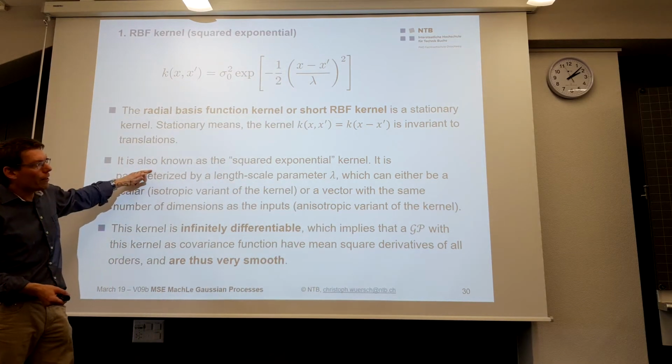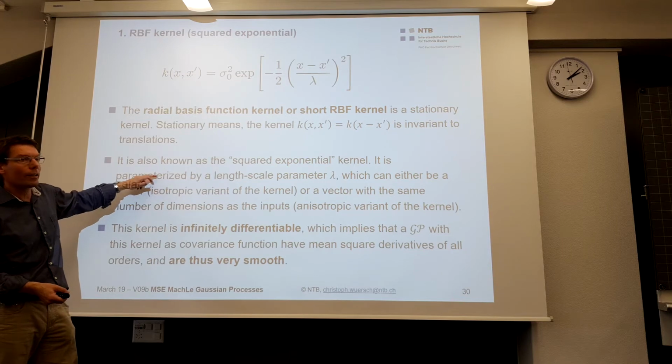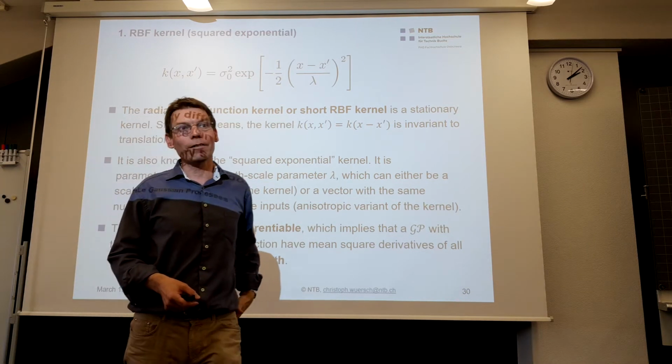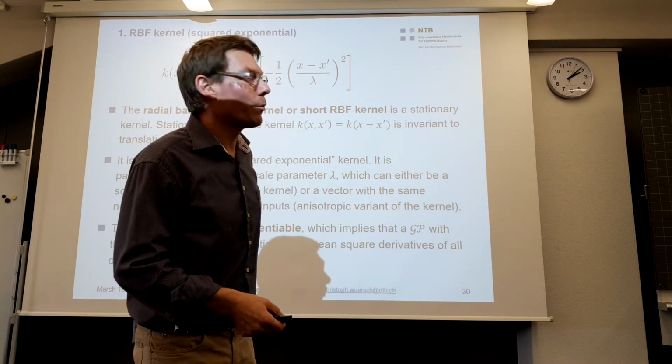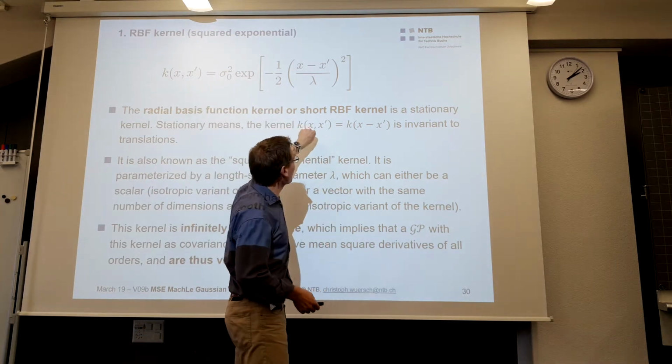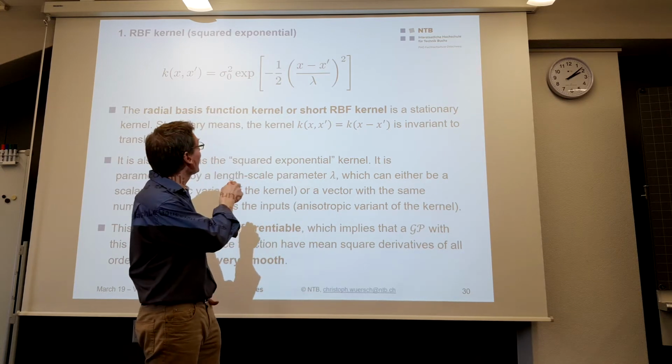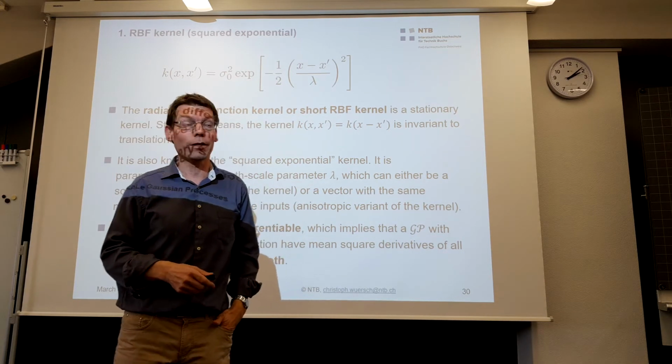And this gives very smooth functions, and we can tune the smoothness and the fineness of these functions by this hyperparameter lambda. So we can tune what kind of functions we want to have. It gives smooth functions, but only one parameter, and this sigma squared zero.